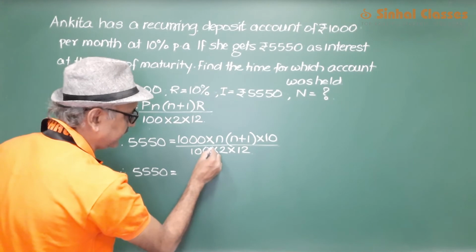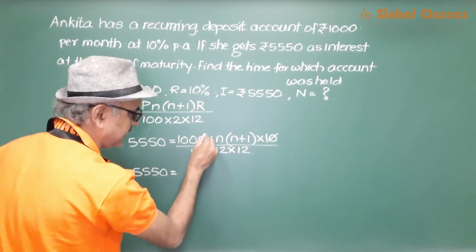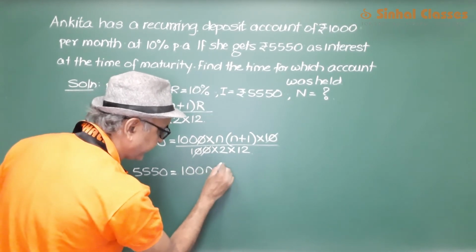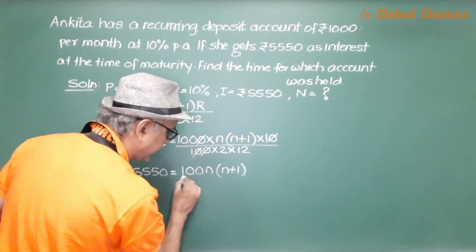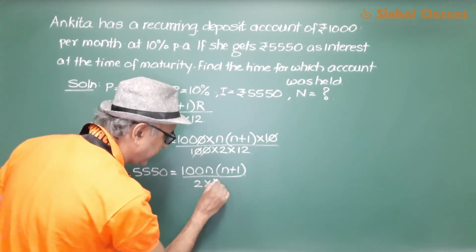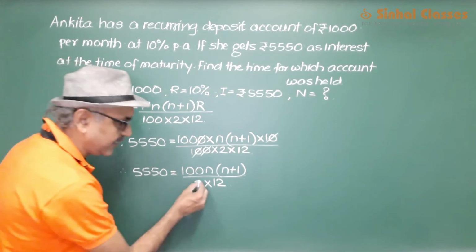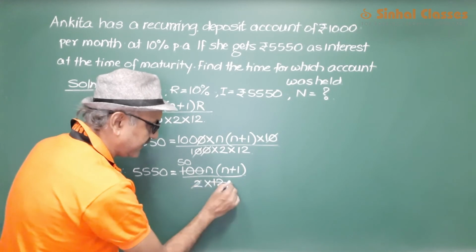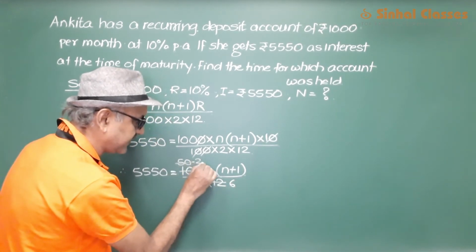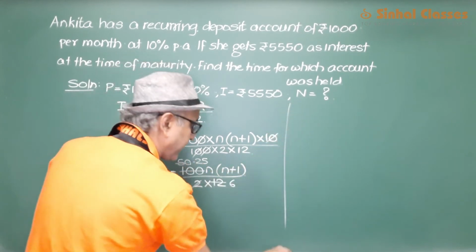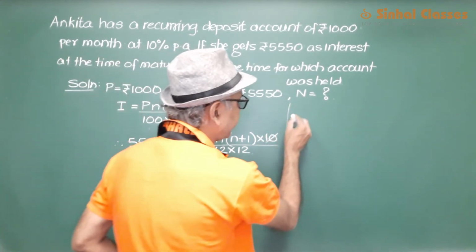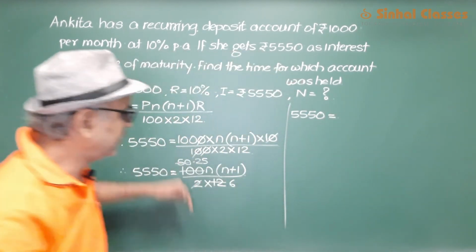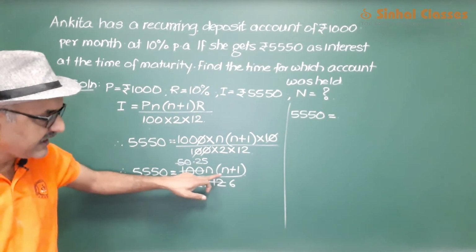5550 is equal to 100 upon n plus 1 into 12. 2 ones are 2, 50s are 2, 6s are and 2 25s are. So we get 5550 is equal to 25 n plus 1.